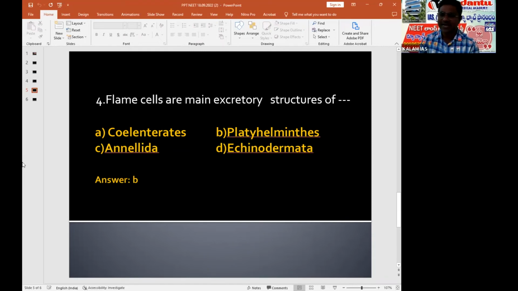So here the Platyhelminthes have flame cells as their excretory organs. Due to the expansion and contraction of these cells, they are able to eliminate waste products from the body. Due to this contraction and expansion, it looks like a flame, so they are considered flame cells. Flame cells are the excretory organs of the Platyhelminthes. So the answer is B and D. Next.